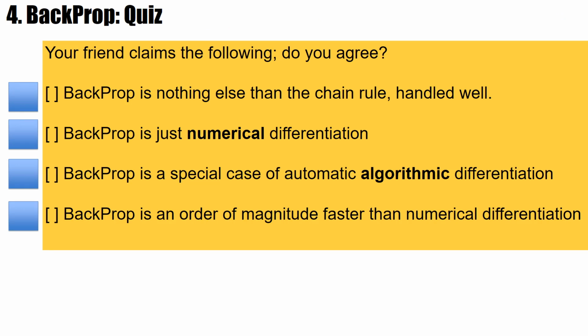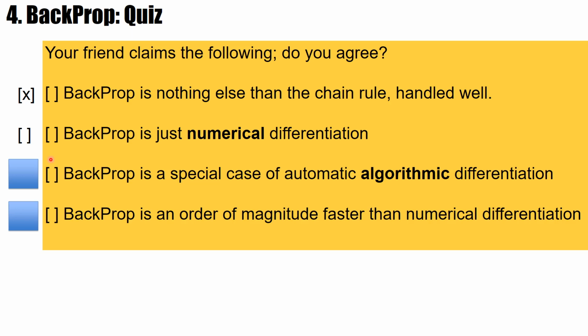So let's continue with a slide, with a small quiz. Your friend claims the following. Do you agree? First claim. BackProp is nothing else than the chain rule. Handled well. Is this correct? Raise your hand now. Yes, this is correct. Second claim. Well, BackProp is just numerical differentiation. Is this correct? Raise your hand now. No, this is not correct. Third claim.